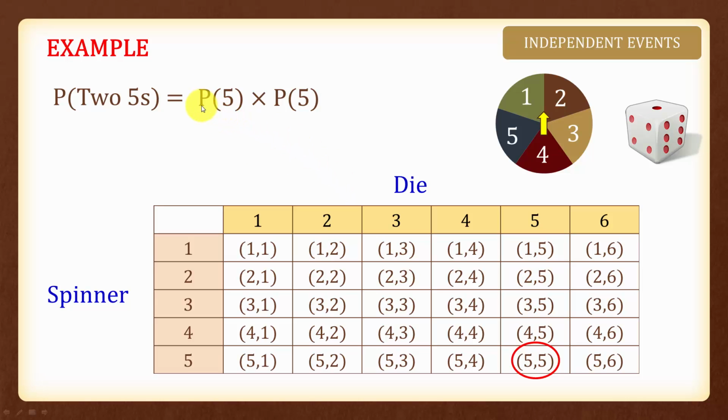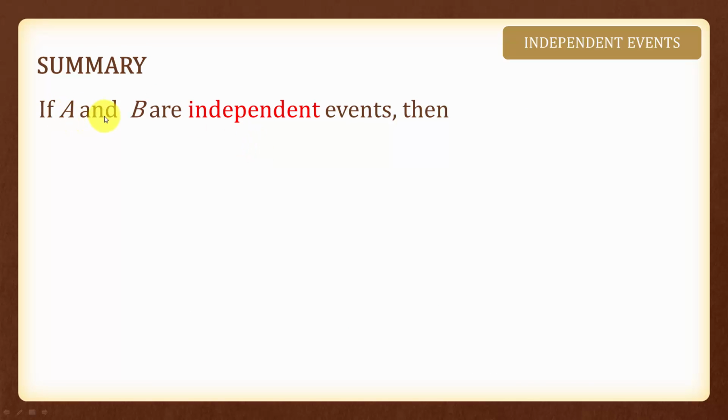Now, if we use the probability of getting a 5 for the die to be 1 over 6, and the probability of getting a 5 for the spinner to be 1 over 5, if we multiply these two probabilities, we will also get 1 over 30. Hence, if two events A and B are independent, then the probability of getting A and B will be equal to the probability of A times the probability of B.